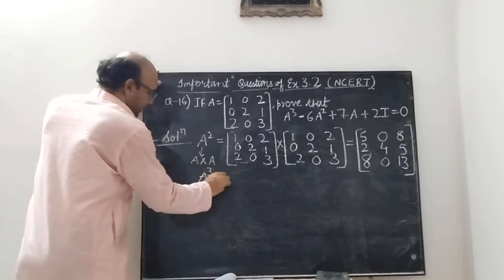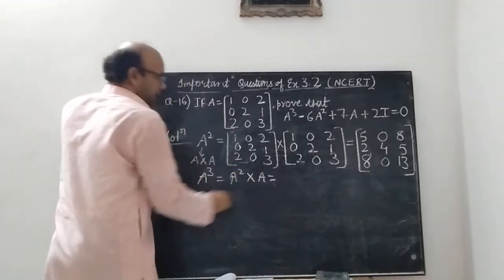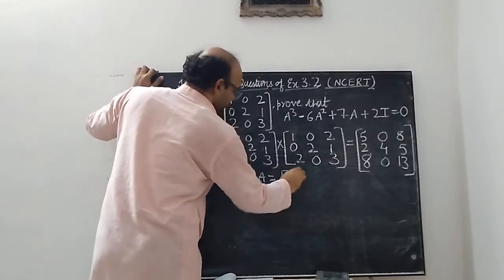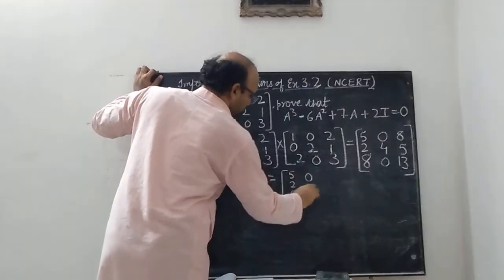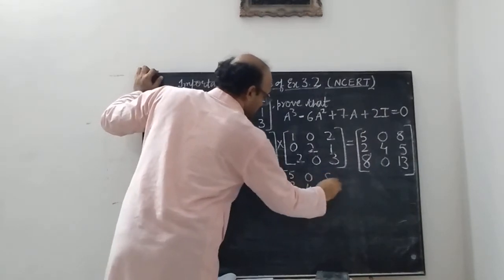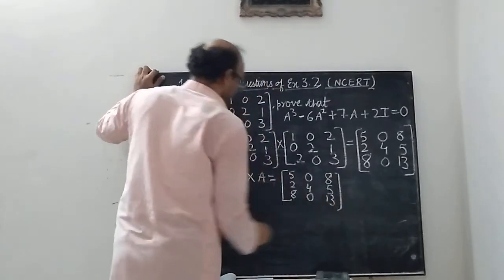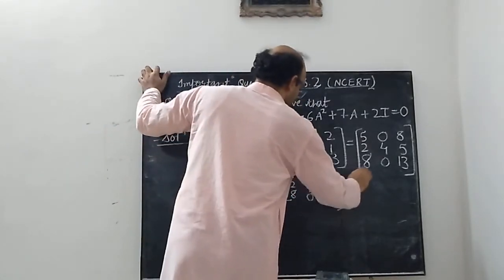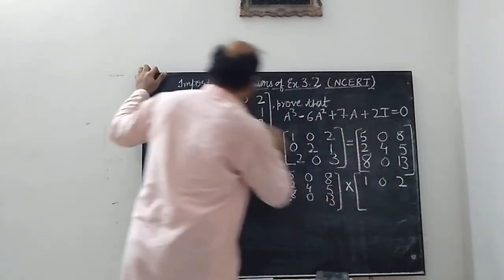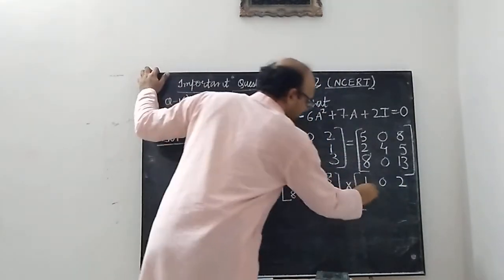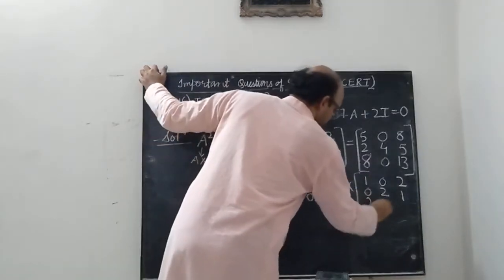Now we find A cube. A cube is A square multiplied by A. So that is 5, 2, 8; 0, 4, 0; 8, 5, 13, multiplied by A. A is 1, 0, 2; 0, 2, 1; and 2, 0, 3.